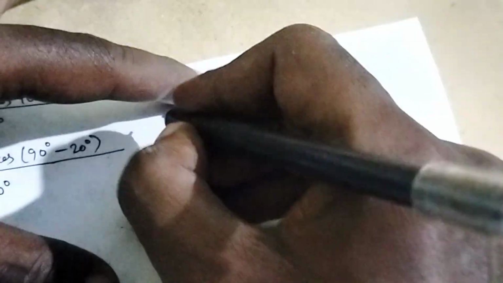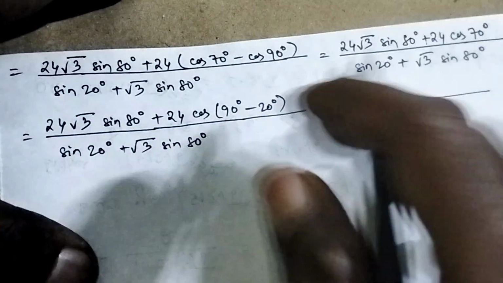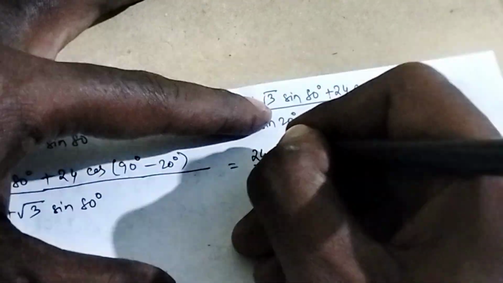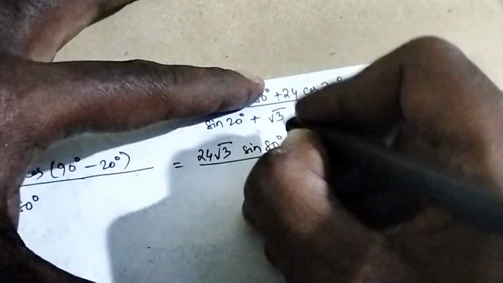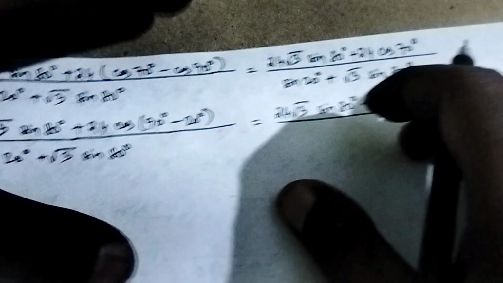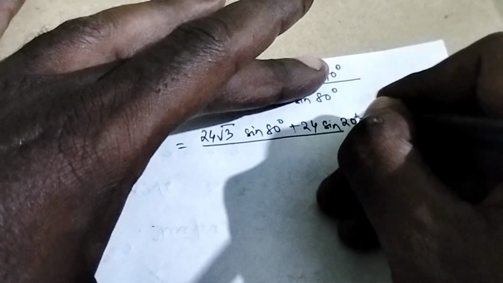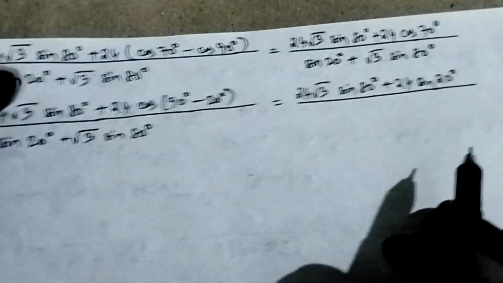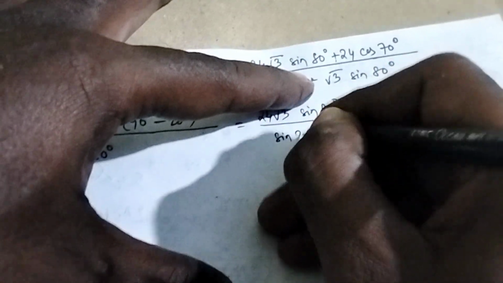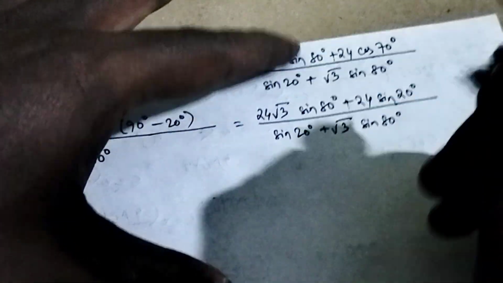So now, 24 root 3 sin 80° plus 24 times cos(90° minus theta), which is sin theta, that means sin 20°. And in the denominator, sin 20° plus root 3 sin 80°.